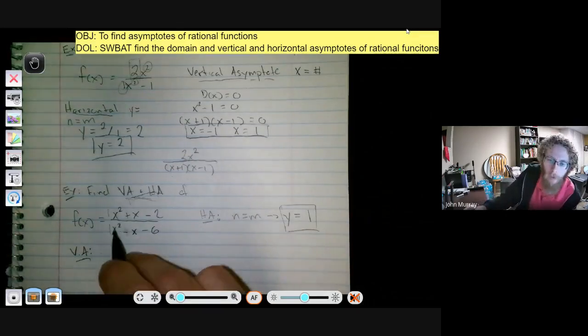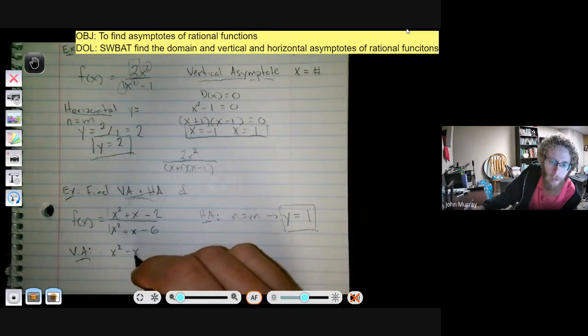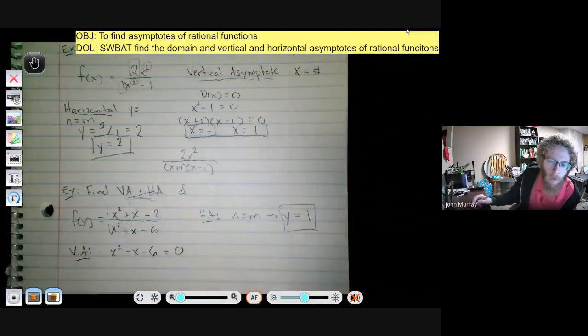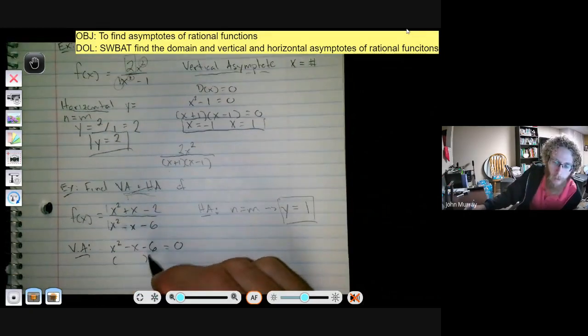Our vertical asymptote. All right, so now remember we have to look at the denominator. x squared minus x minus 6 equals 0. So you can use the quadratic formula, but again, let's try to factor.